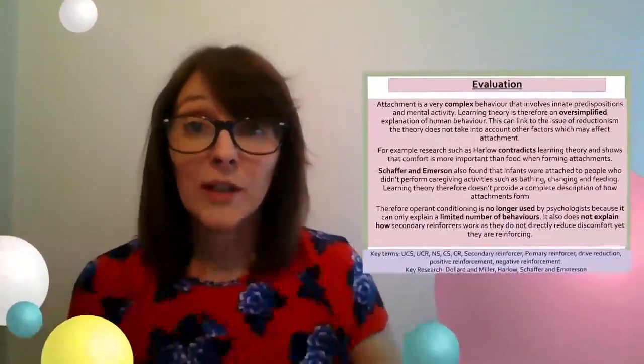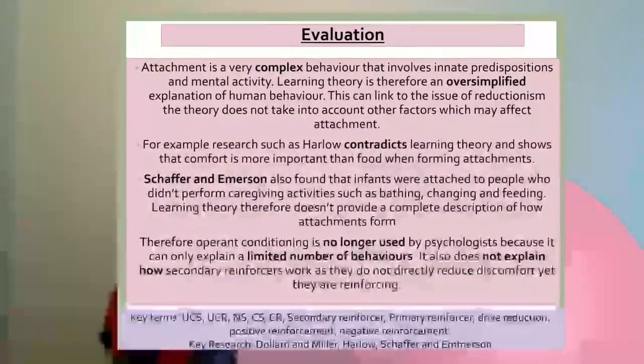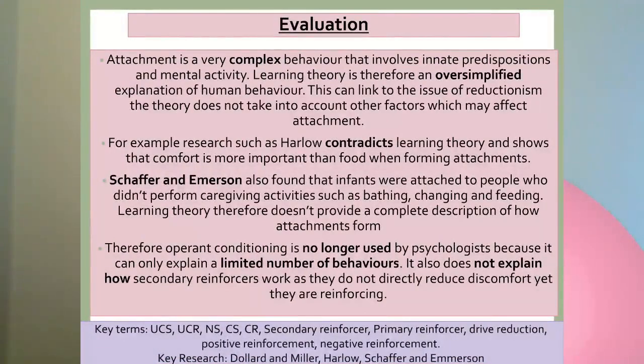So now we've got some evaluation points. Attachment is a very complex behaviour. So the idea of attachment and learning theory is a very simple explanation of attachment. You can link it to the idea of, I put issue, but it could be a debate. It's more of a debate of reductionism. It comes in your issue or debate topic. So it's the idea that it's too simplified, it doesn't take into account lots of other factors.